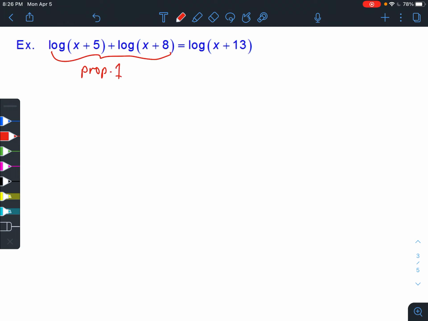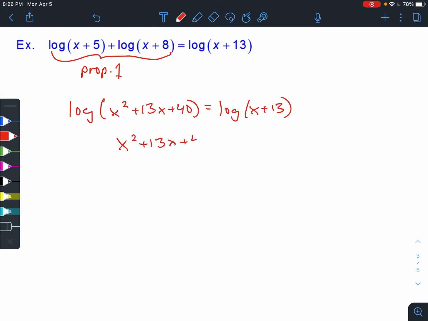And that allows us to multiply the things inside the log together. If I FOIL out x plus 5 with x plus 8, that gets me log of x squared plus 13x plus 40. And on the other side, I've got my log of x plus 13. Now again, I'm at the point where I have a single log equals a single log, so I can now drop my logs. Once I do that, I have an equation that looks pretty tame, relative to some other equations we've seen in this course.